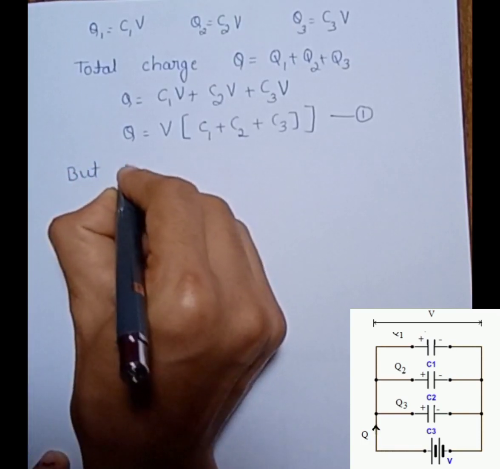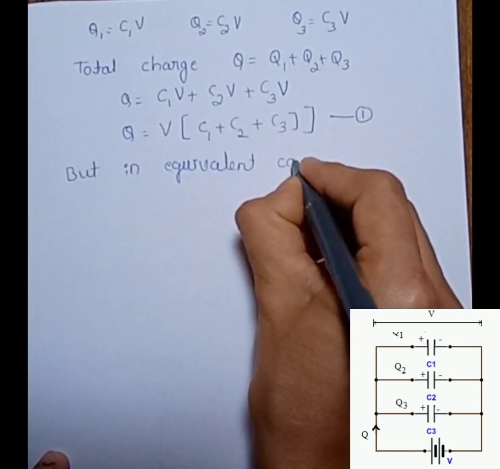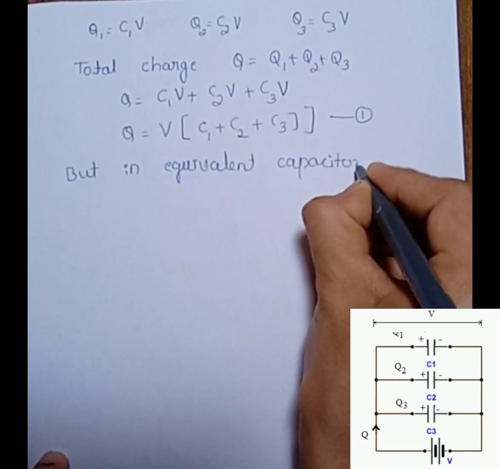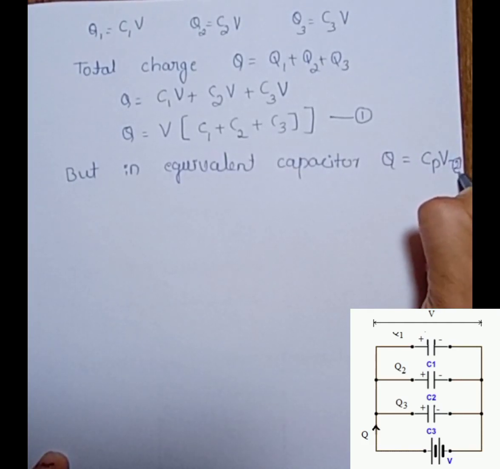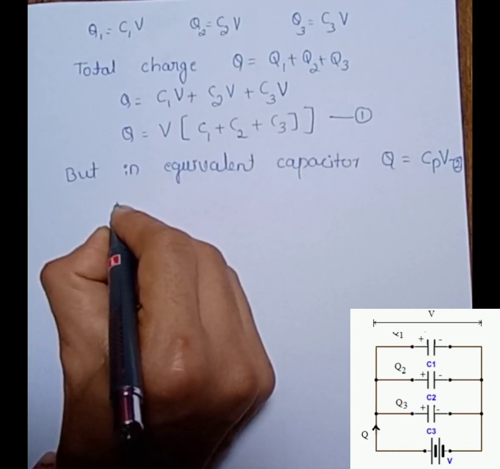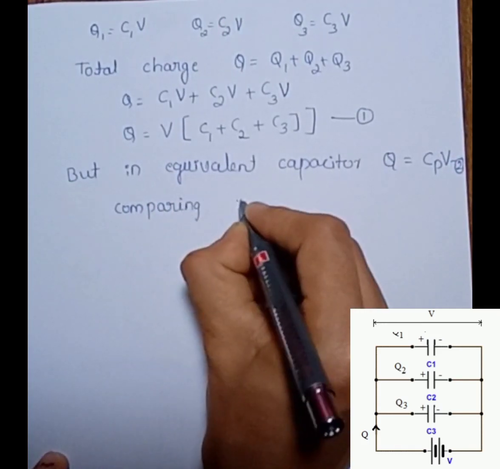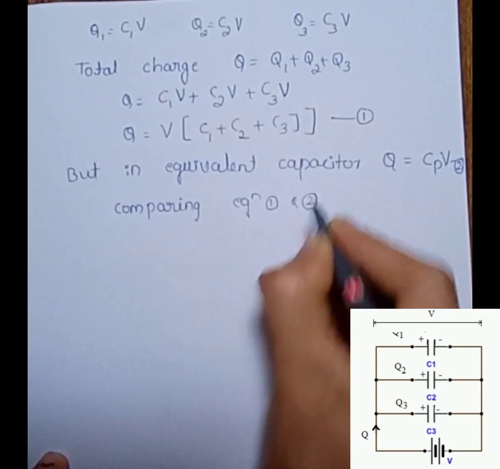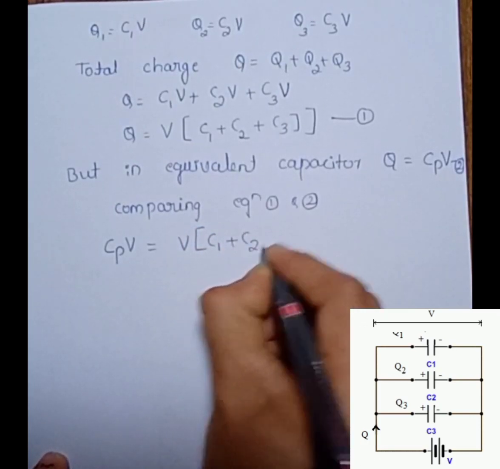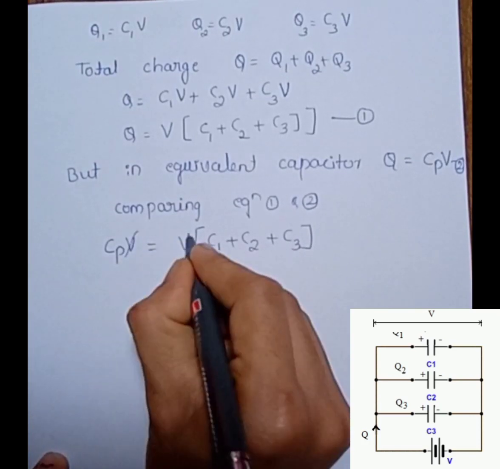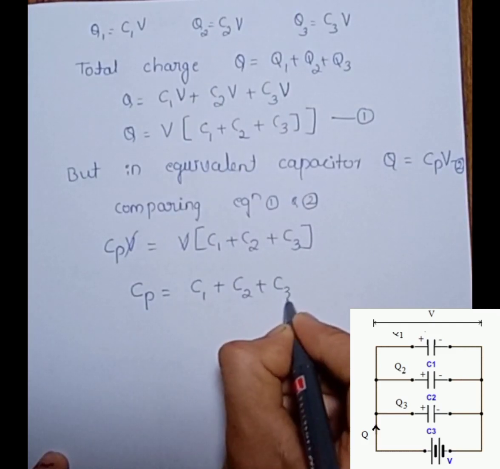But in the equivalent capacitor, Q can be written as Cp into V. Equation 2. Therefore, by comparing equation 1 and equation 2, Cp into V is equal to V into C1 plus C2 plus C3. V and V get cancelled, which gives Cp is equal to C1 plus C2 plus C3.